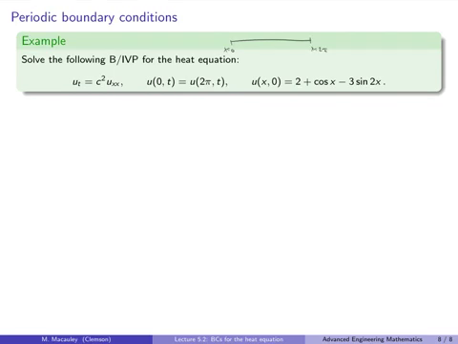The initial condition is this trig function, 2 plus cosine of x minus 3 sine of 2x. I don't know how I'm going to be able to draw that well, but it looks a little bit like this. I'll do my best. And the only requirement is that the temperature has to be the same at both endpoints.